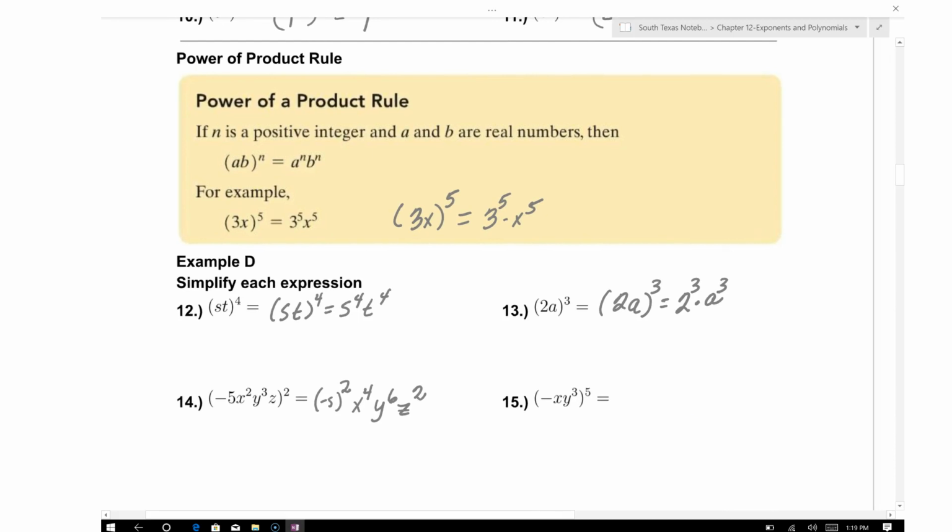Now, when we do have a negative, we also have to be careful. Make sure you write your negative inside of parentheses and then raise it to the 5th power. And we will have y, and it's going to be raised to the 15th power because you have 3 raised to the 5th power, so you're going to have to multiply. You're going to have to find the product.